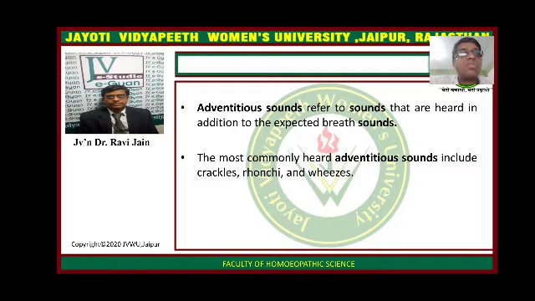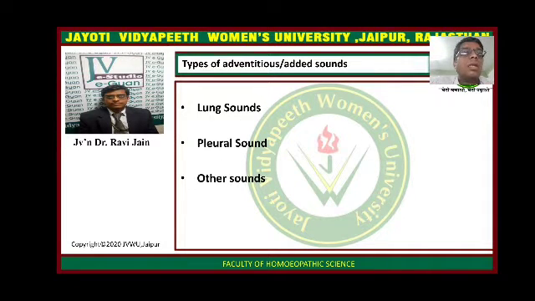Other than these normal breath sounds, we have added sounds known as adventitious sounds, which are sounds heard in addition to the expected breath sounds. The most commonly heard adventitious sounds include crackles, rhonchi, and wheezes. Depending on the site of origin, the added sounds are classified into three important parts: lung sounds, arising from the lungs; pleural sounds, arising from the pleura; and other sounds.